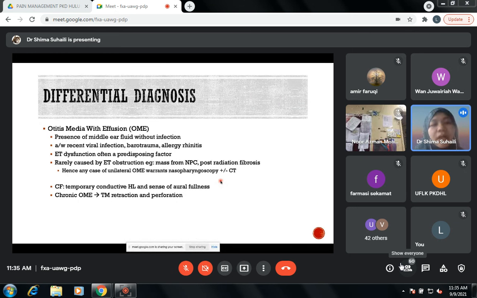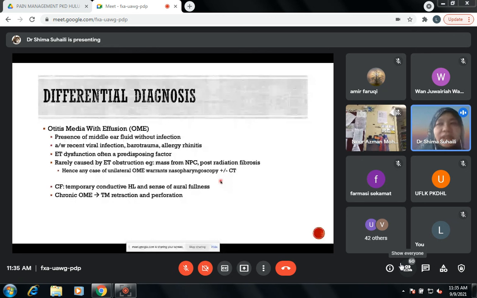First is otitis media with effusion, OME. OME basically is a presence of middle ear fluid without infection. Some of the children who have very bad allergic rhinitis can have OME. That means with the ET dysfunction, they have a collection of fluid inside the ear, but there's no infection. Their problem is only that they don't hear very well.